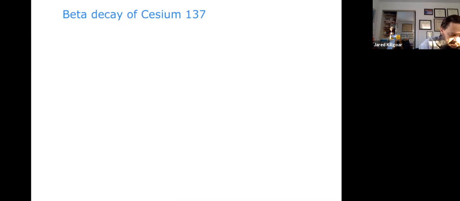So we have the beta decay of cesium-137. 137 is referring to the mass number. So a beta particle looks like that, the Greek letter beta, the second letter of the Greek alphabet. And a beta particle is 0, -1 e. It's that high energy electron.